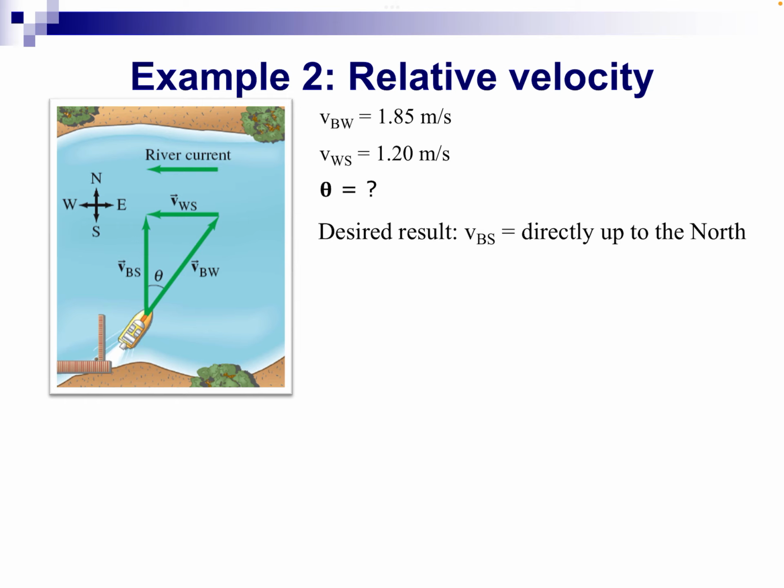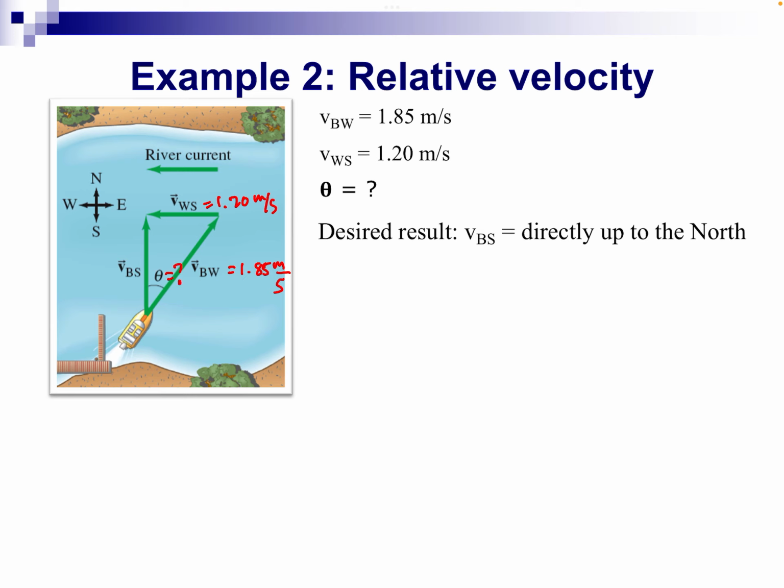Okay. So we write down what we know and what's given, right? The velocity of the water as observed on the shore is given as 1.2 meters per second. The velocity of the boat on the water is given as 1.85 meters per second, right? And what we want, the desired result, is for the boat to go straight across. Here, we want to find the angle theta. So theta is what we want to find.